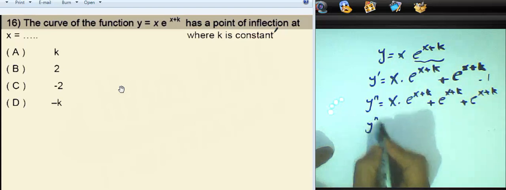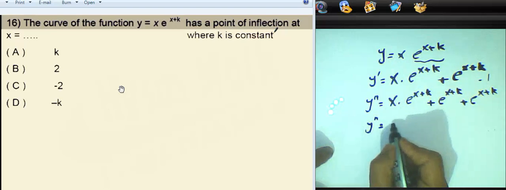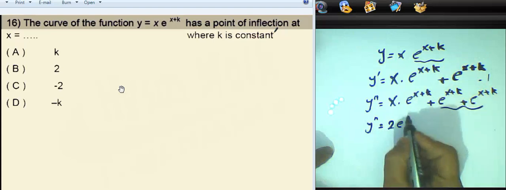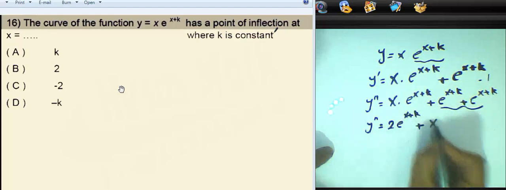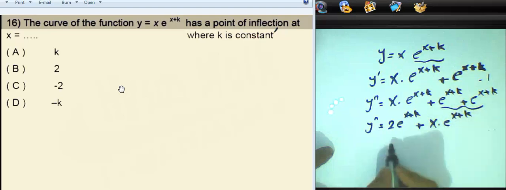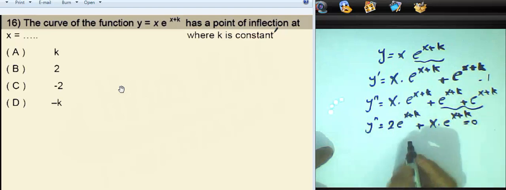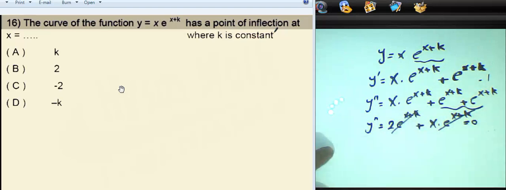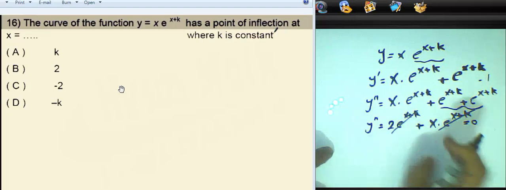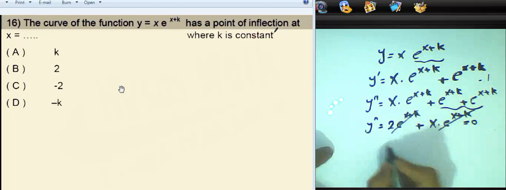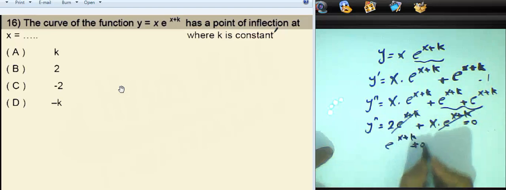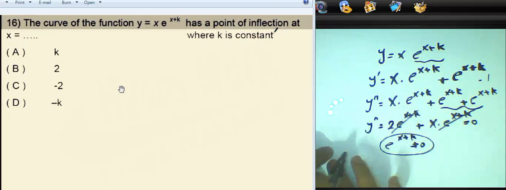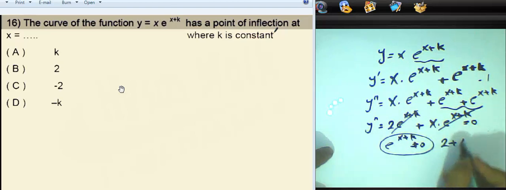Okay, y double dash equals 2e^(x+k) plus x multiplied by e^(x+k), and then we set this function equal to 0. We can divide by this number e^(x+k), because the example tells us it is not equal to 0. We know e^(x+k) is not equal to 0, so we must divide by this term, and then 2 plus x will be equal to 0, so x will be equal to negative 2.